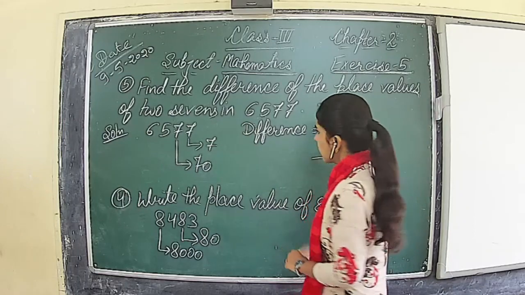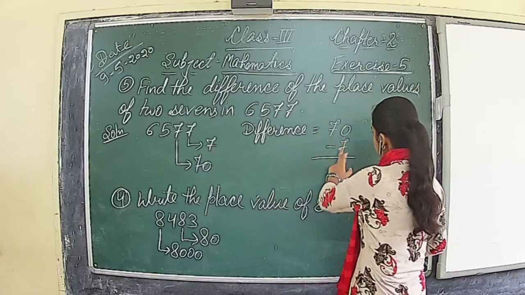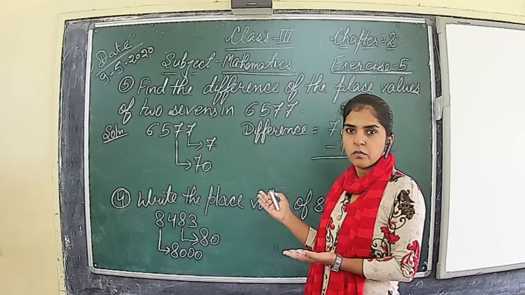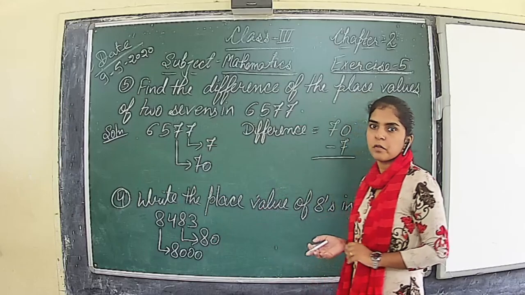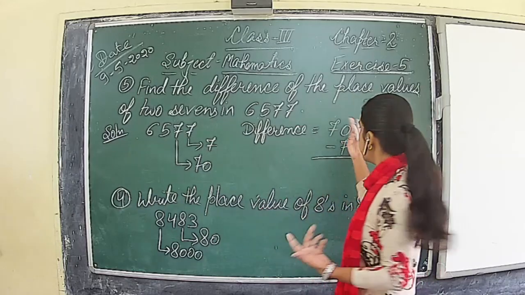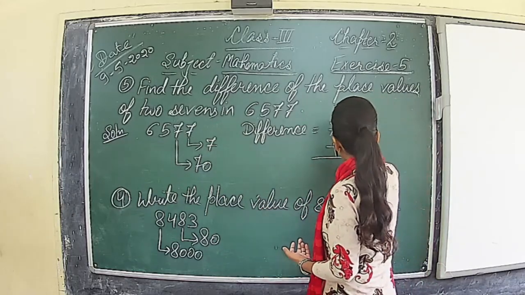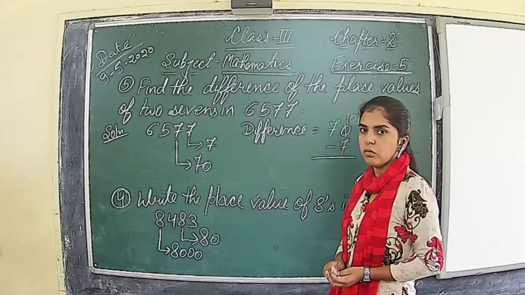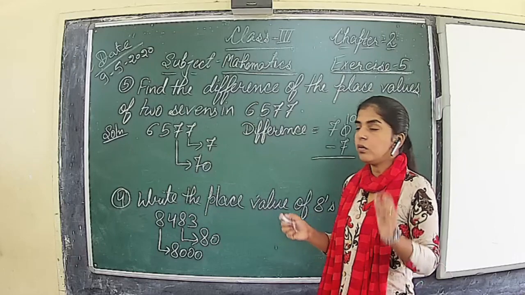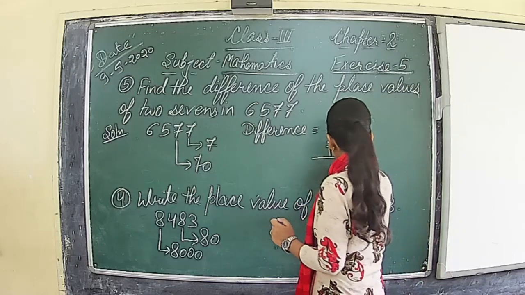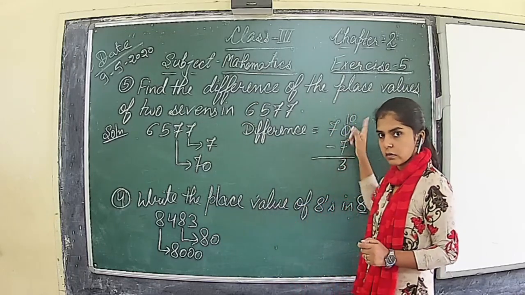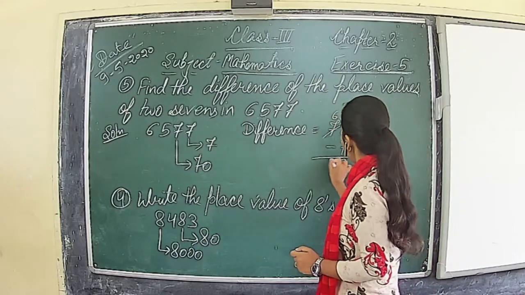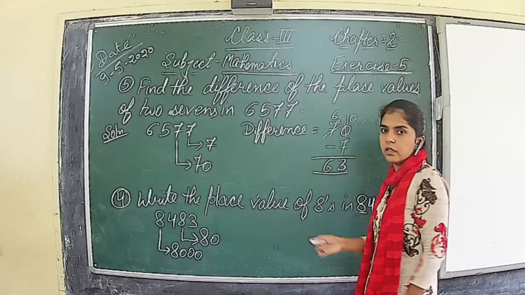Okay? 0 minus 7, is it possible? Can we subtract 7 from 0? No, we cannot subtract. So now what will we do? We will take 1 borrow from 7 and it will become 10. So 10 minus 7 is equal to 3. It gave 1 to 0, right? Now it will become 6. So answer is 63.